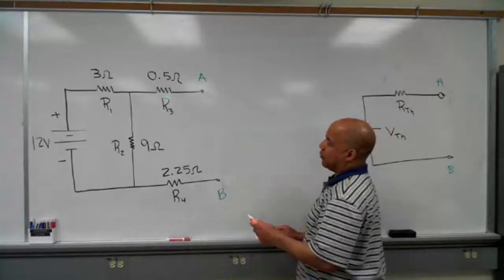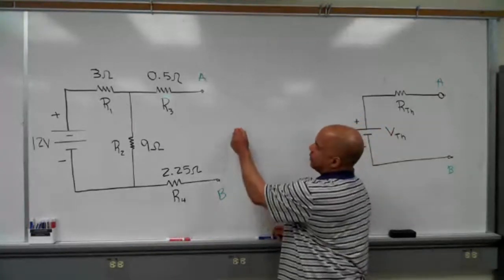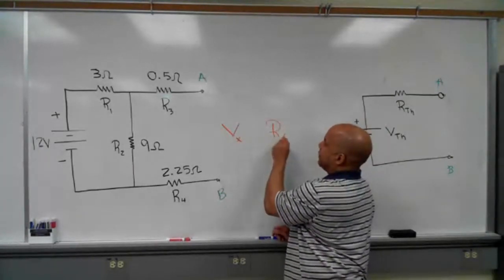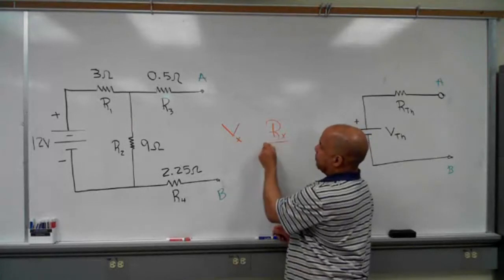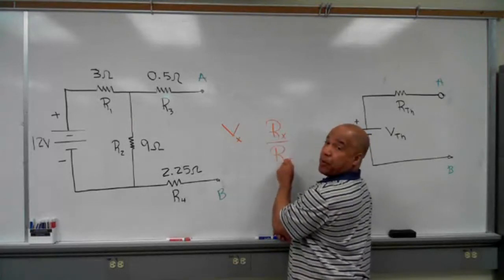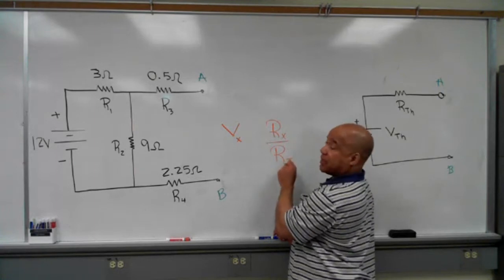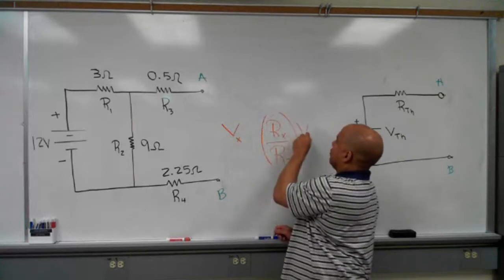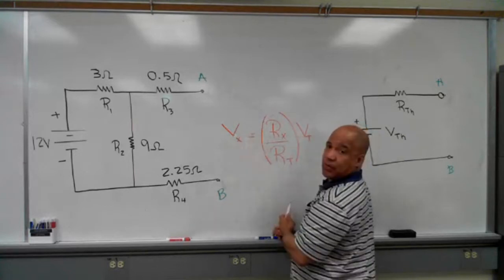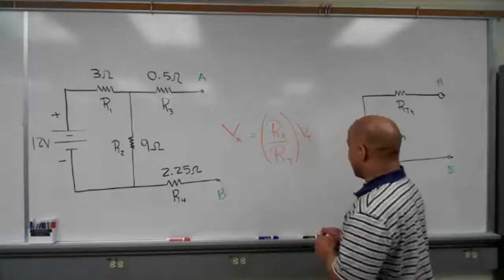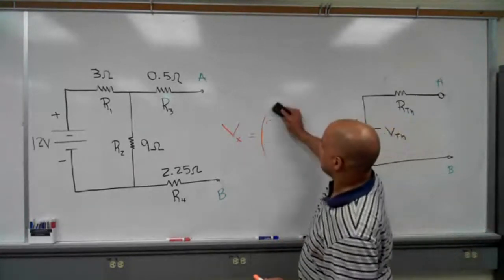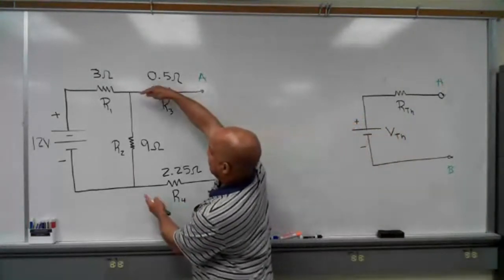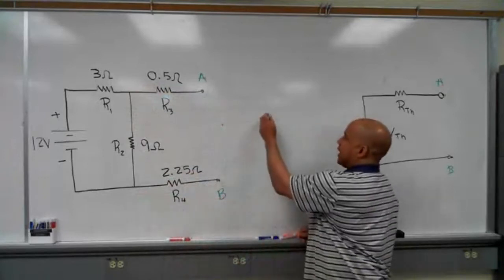Just to remind you, the voltage divider rule says that if I want to know the voltage, call it Vx, across resistor Rx, what I do is I divide the resistor by the total resistance, that's the input resistance. You multiply that fraction by the total voltage, and that'll give you the voltage across the resistor in question. So when I'm Thevenizing, I tend to use the voltage divider rule. So let's do that. I have the voltage across R2. So I have 9 on the top.